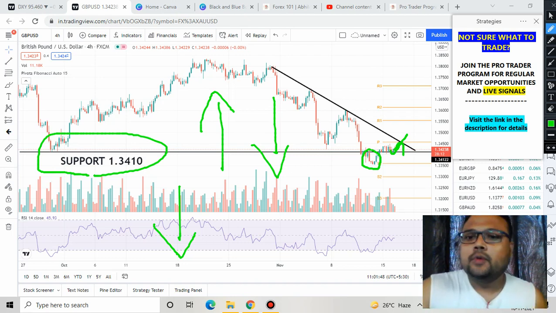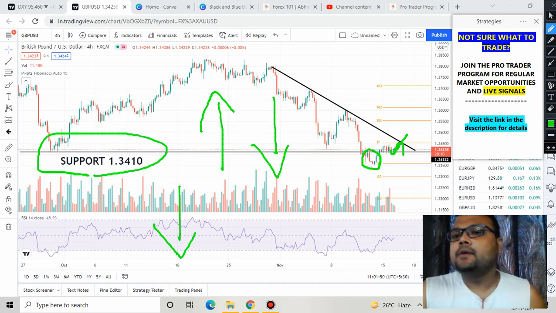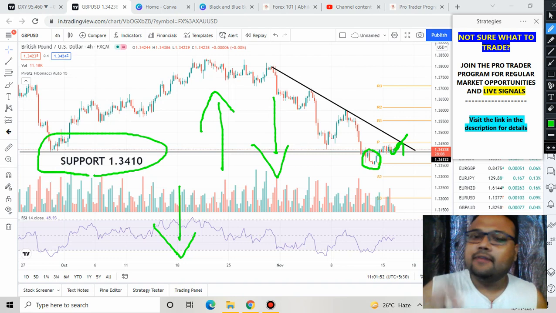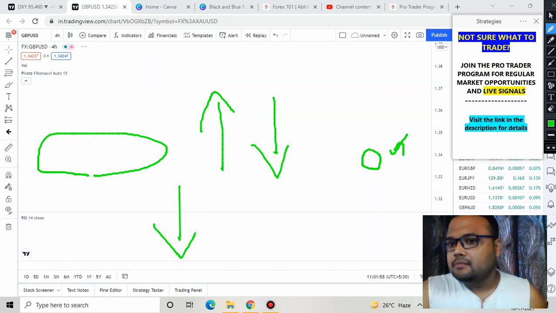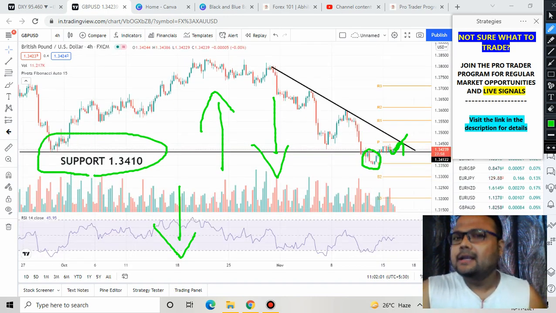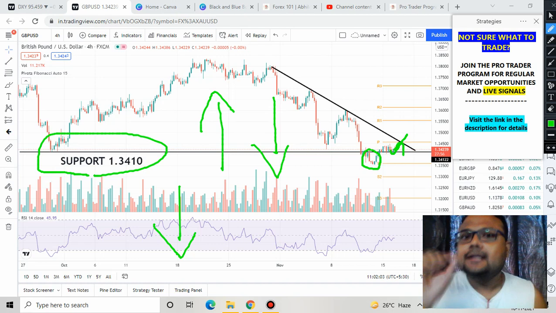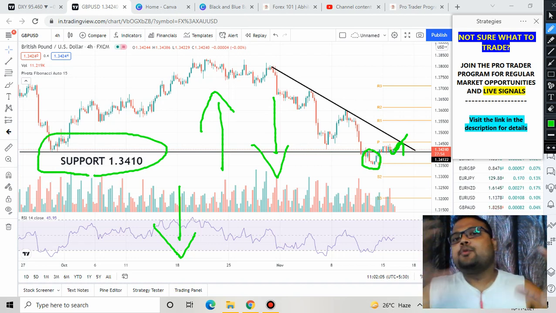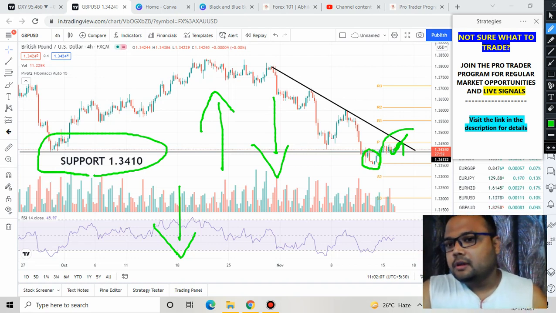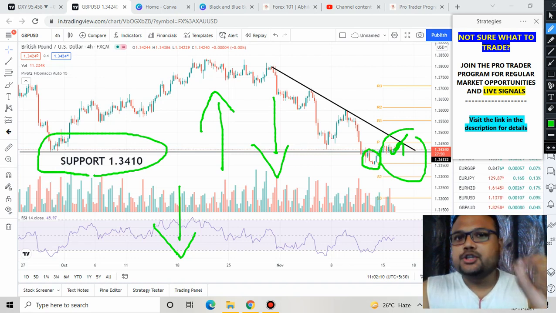So wait for the event. I think that GBP USD will be going up if the dollar starts going down, but taking a sell position right now, even if GBP USD reverses, I think will be quite risky. Until and unless price has the support of volume, taking a sell position here will be a risky decision. So please avoid it, and if possible wait for 8 hours and let's see.